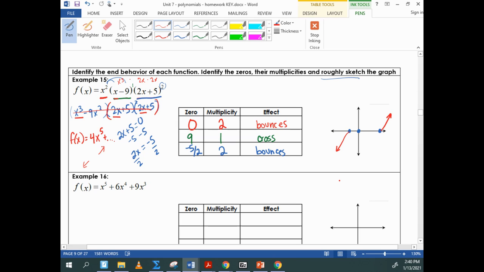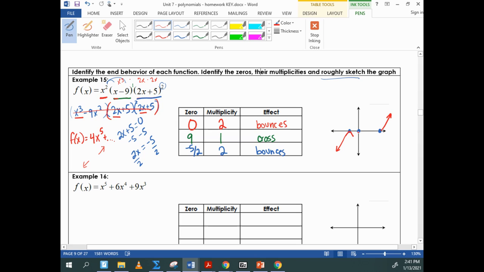Now for the zeros behavior, remember the multiplicity just tells me if it bounces, if it hits that 0 and bounces back into the same axis it came from, or if it crosses. So first of all, you got to get these zeros right. This 0 right here is my negative 5 halves. That one had multiplicity of 2, which means it bounces. It's just going to kind of ricochet. It doesn't really cross the axis. It is a 0. It hits there, but it just comes right back.